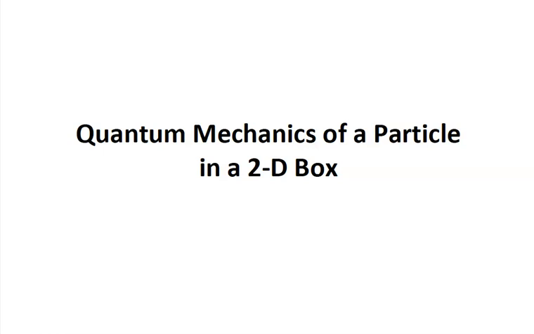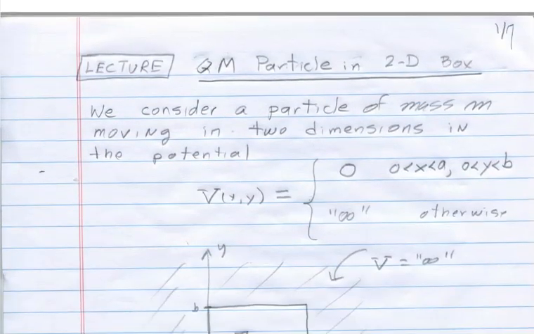As a first example of applying quantum mechanics in more than one dimension, we'll look at the quantum mechanics of a point particle in a two-dimensional box. And we'll see that it's very similar to the particle in the one-dimensional box that we did earlier.